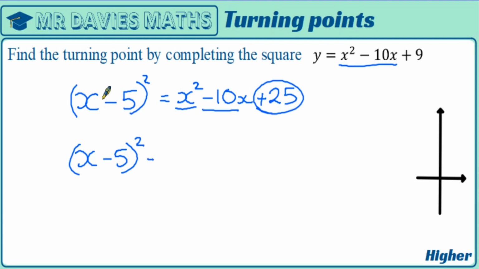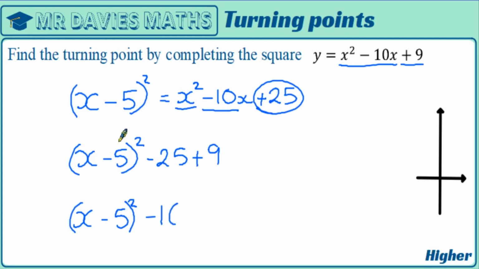Get rid of the positive 25, so minus 25, and we're going to add 9 to it. So that'll give me x minus 5 all squared, and that will give us minus 16. So my minimum value will be the opposite value of this, which is positive 5, and the exact value of that one, negative 16. There is our minimum point for that question.